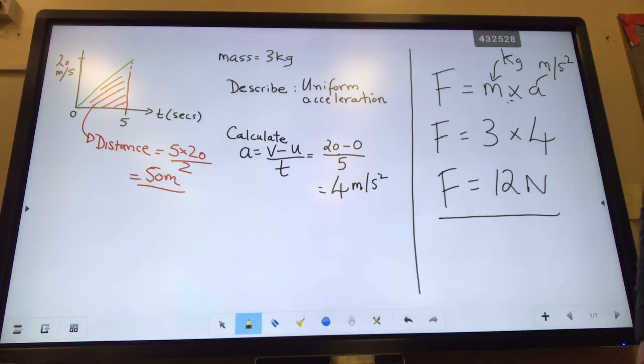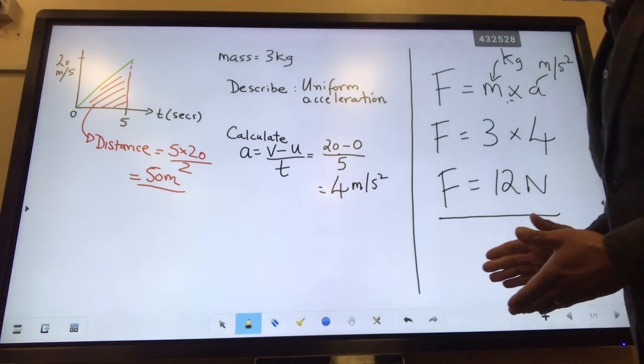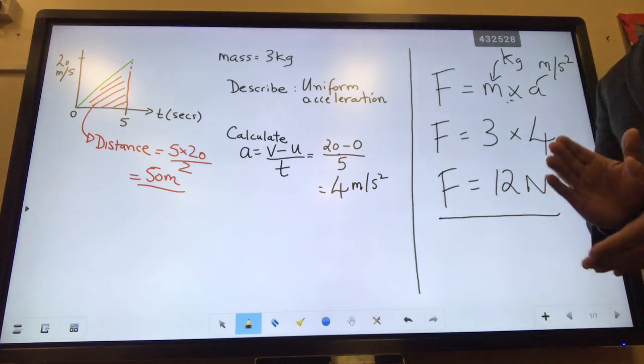The last thing we looked at was the distance travelled. Distance travelled is simply the area under a velocity time graph.